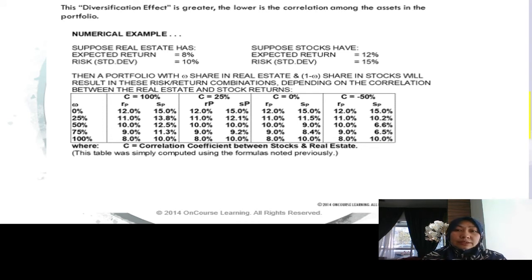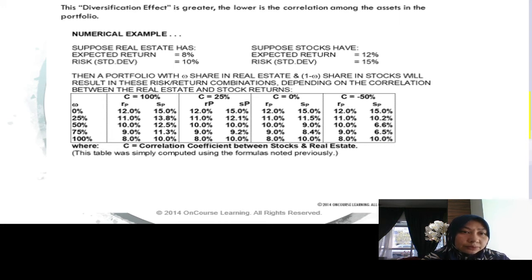So, numerical examples. Suppose real estate has an expected return of 8% and risk of 10%. Suppose stocks have an expected return of 12% and risk of 15%. We look at this table. A portfolio with a share in real estate and a share in stocks will result in these risk and return combinations, depending on the correlation between the real estate and the stock returns.